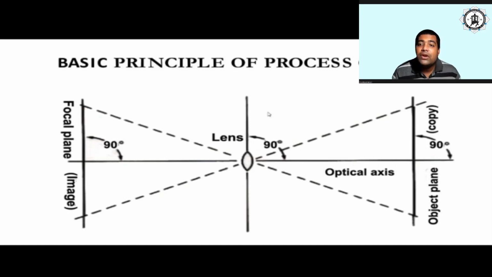However, if you are using a transparency as the original, then you have to illuminate it from the back of the copy board, right? So that it may transmit light. The transmitted light passes through the camera lens aperture and enters the focal plane. All right. And finally, this is how the film exposure process takes place in your horizontal process camera. Okay. So now let us see what else is there.